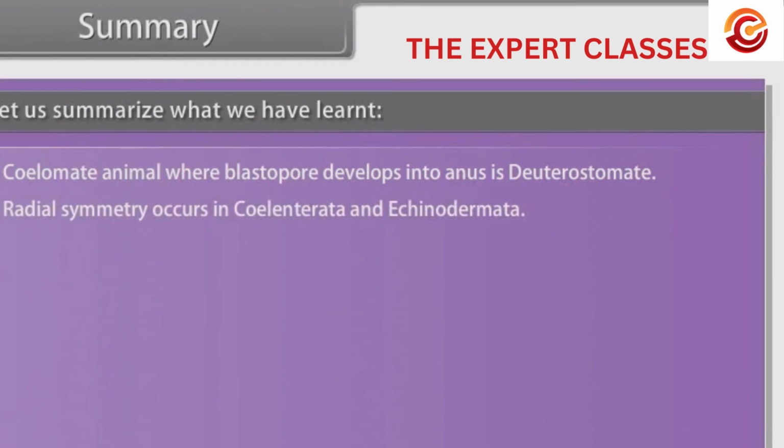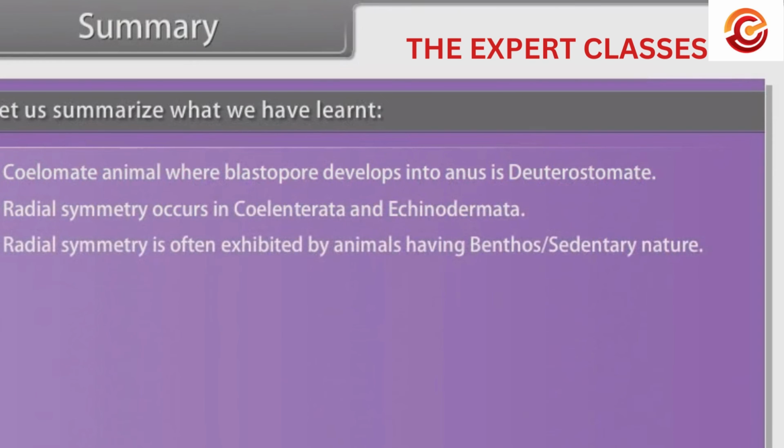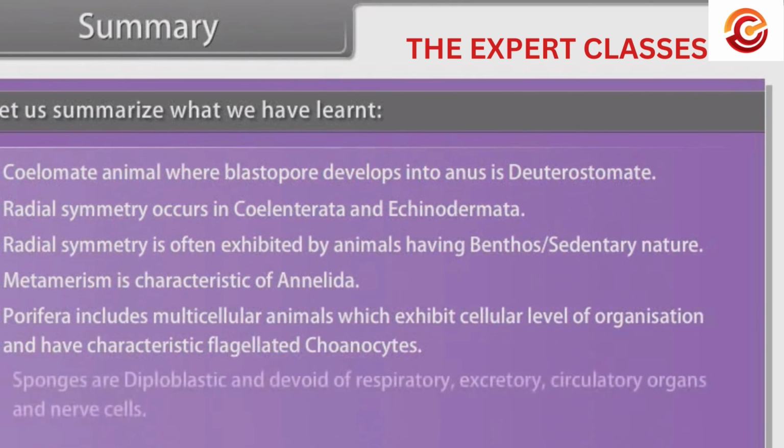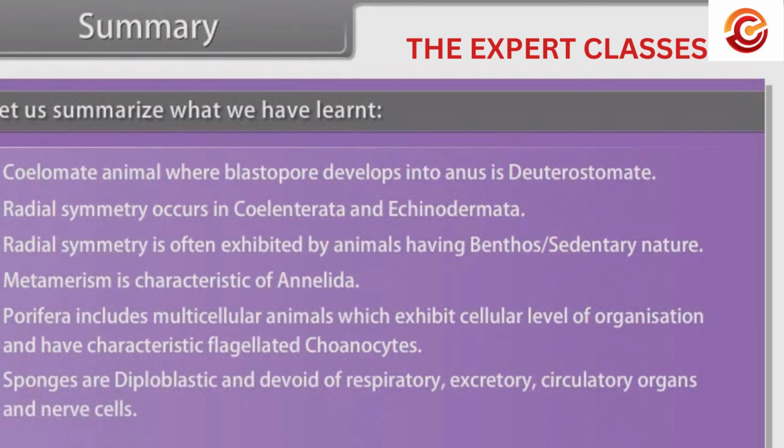Radial symmetry occurs in Coelenterata and Echinodermata. Radial symmetry is often exhibited by animals having benthic or sedentary nature. Metamerism is characteristic of Annelida. Porifera includes multicellular animals which exhibit cellular level of organization and have characteristic flagellated choanocytes. Sponges are diploblastic and devoid of respiratory, excretory, circulatory organs and nerve cells. Canal system is found in sponges.